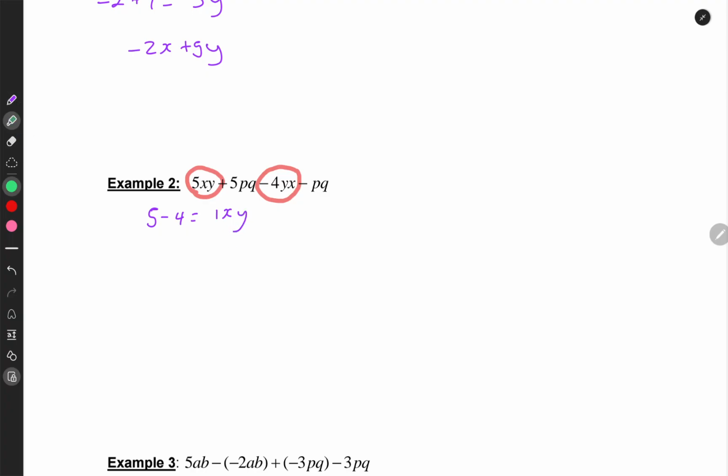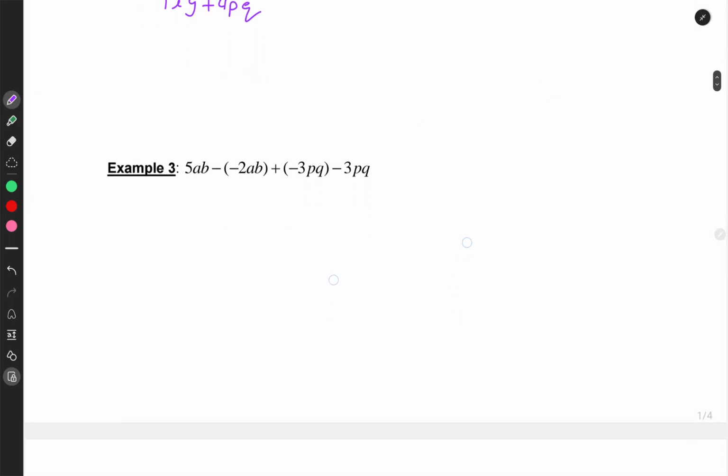And I can also see that this one, 5pq, obviously goes with what? PQ. Now we also know that there's an invisible 1 there. And then we go ahead and we take the coefficients. So the coefficient for the first one was 5. The coefficient for the second one was negative 1. Then 5 minus 1 will give me 4. And then not forgetting the variables. And then you just combine the whole thing to get 1xy plus 4pq. It's really as easy as that. It's not complicated at all.